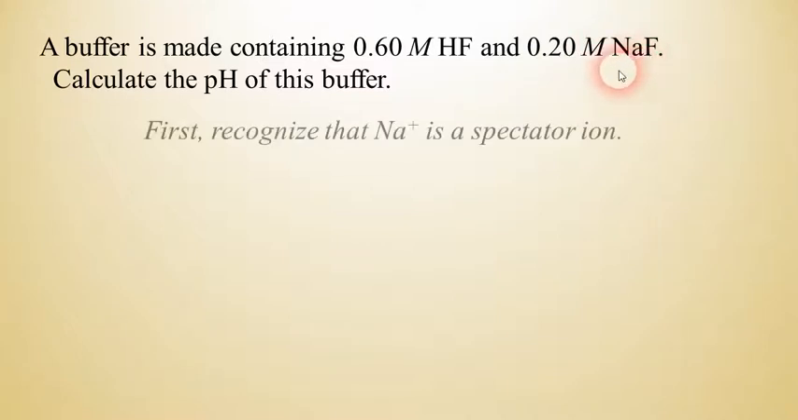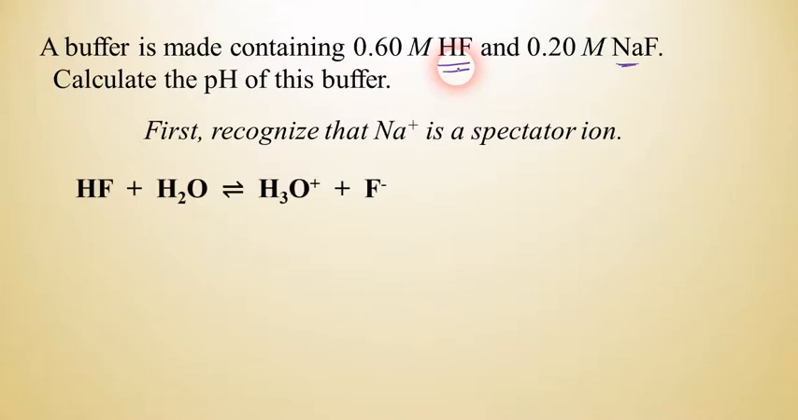Well, the first thing we have to do is recognize that the sodium on the front of the fluoride is just a spectator ion, so it's not going to do anything. If we realize that, we realize this is just a weak acid problem. We're going to write the dissociation of HF, and it looks like that. We've done that before, and we're going to solve this as an ICE box problem.